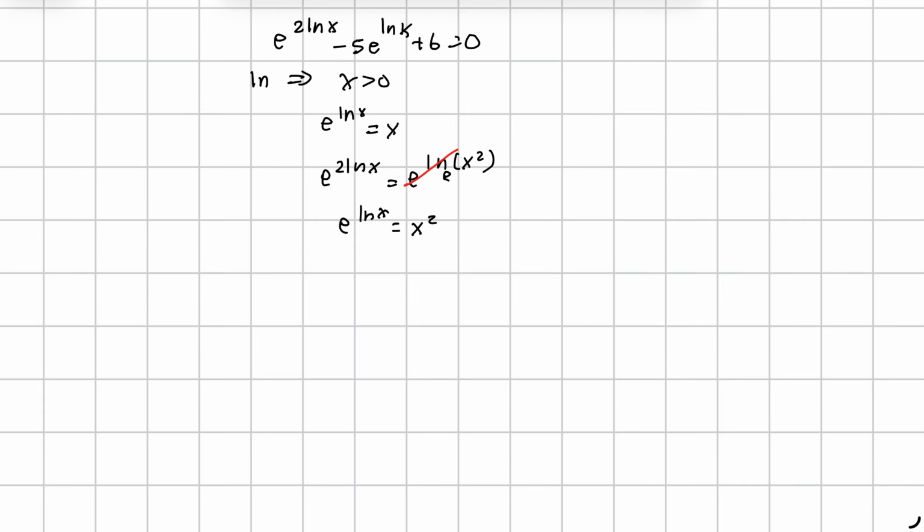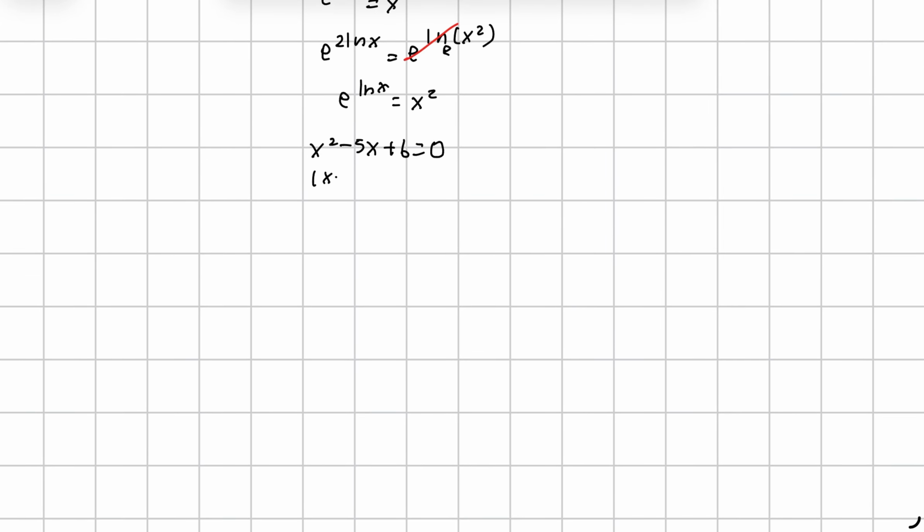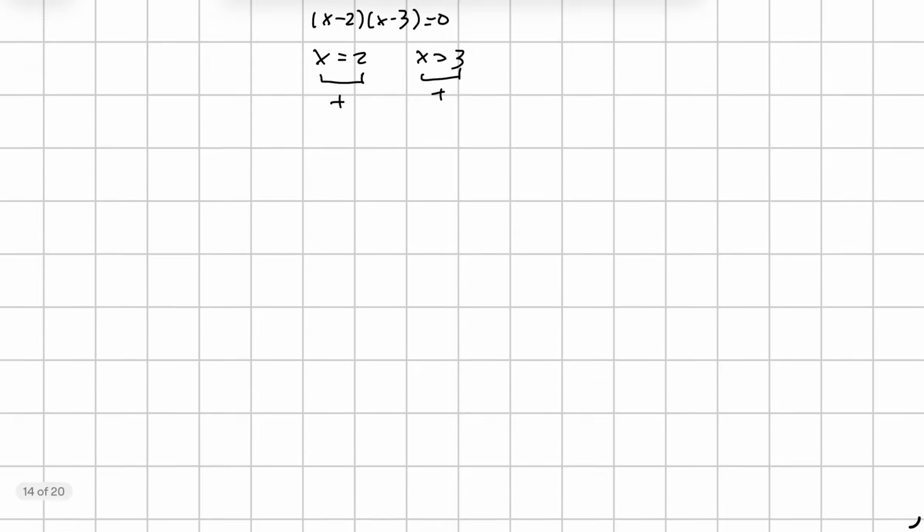Now our equation is going to become x squared minus 5x plus 6 is equal to 0. Now we can factor this and we get x minus 2 times x minus 3 is equal to 0. We get x is equal to 2 or x is equal to 3. Now we can check the domain for this. Both of these are positive numbers, so these are both correct solutions.